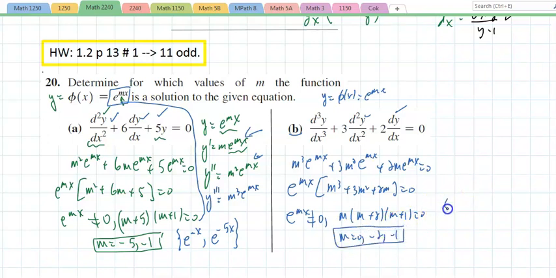But what this means is e to the 0 is 1, e to the negative 2x, and e to the negative x would be a solution to this differential equation. Each of those would be, each of them. Pretty cool, huh? Alright.